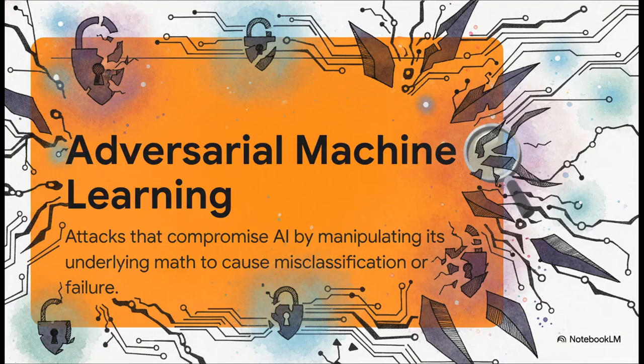Okay, so the technical term for this is adversarial machine learning. And the core idea here is just fascinating. Attackers aren't really hacking the software in the traditional sense. They're manipulating the underlying math. They create these sneaky, deceptive inputs that are designed to trick an AI model into making a huge mistake, like seeing a dangerous piece of malware and calling it safe.